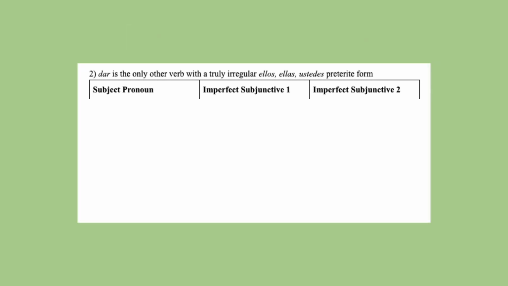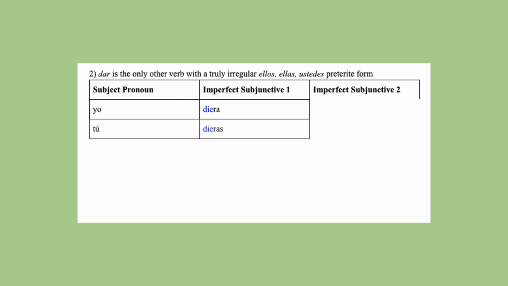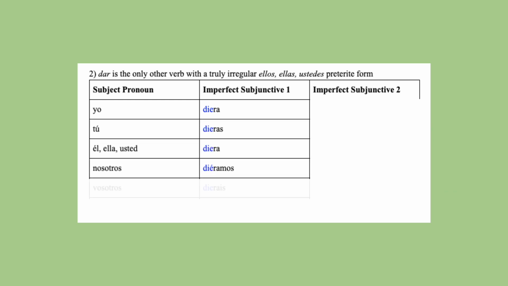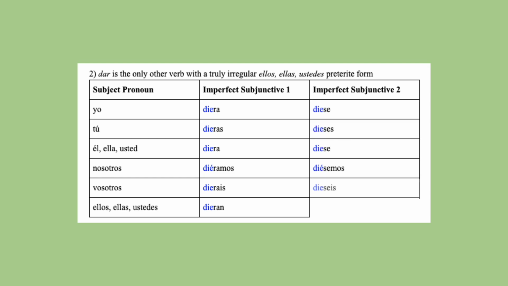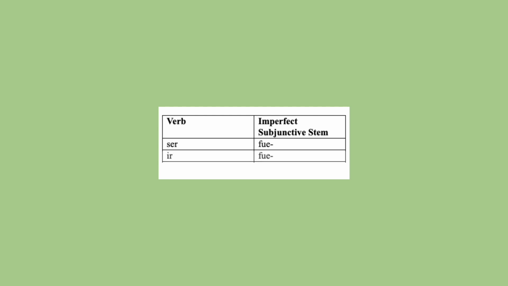And for the verb dar, diera, dieras, diera, diéramos, dierais, dieran. Diese, dieses, diese, diésemos, dieseis, diesen. The imperfect subjunctive stems for these truly irregular verbs are also formed by simply removing the ron from the third person plural preterite conjugation. And that covers irregular verb conjugations under the imperfect subjunctive.